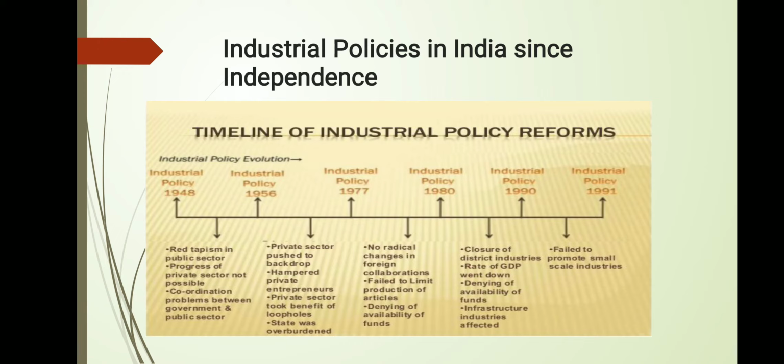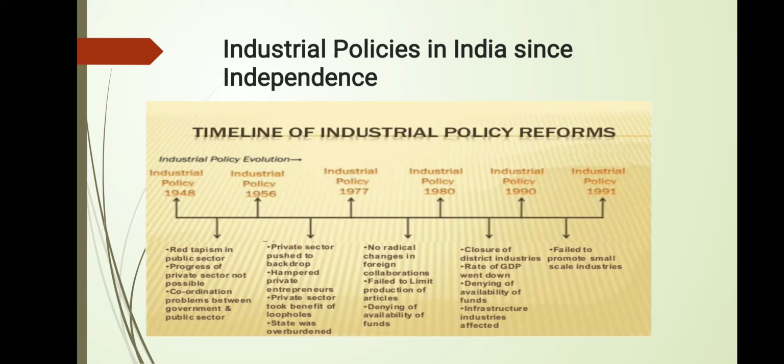The next industrial policy is the 1956 Industrial Policy. The Government of India revised its first industrial policy, Industrial Policy 1948, through the Industrial Policy of 1956. It was regarded as the economic constitution of India or the Bible of state capitalism. We call Industrial Policy 1956 the economic constitution of India or the Bible of state capitalism.